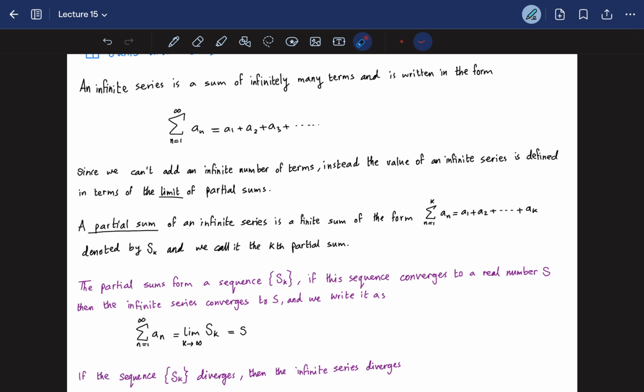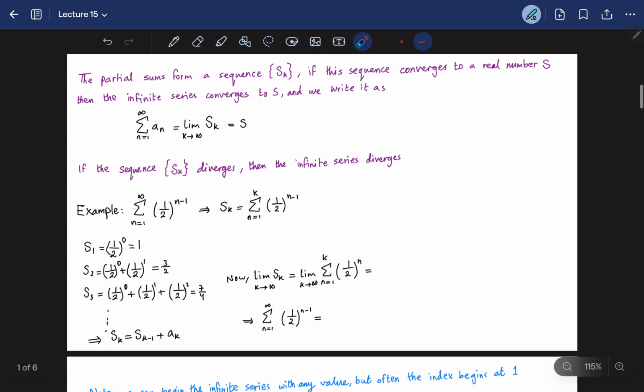So now, why is this important? Once we define partial sums, we're going to form a sequence of these partial sums. So I'll have a sequence of partial sums. If this sequence converges to a real number, let's call it S, then my infinite series also converges to S. So now I can define my infinite series as the limit of the partial sum sequence, and it has the same value. So if this limit diverges, my infinite series diverges, and if this limit converges, my infinite series converges.